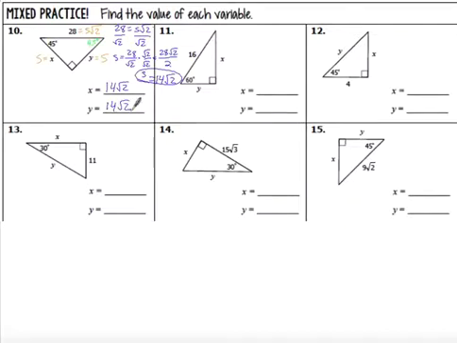And there we go. So that's an extra 45, 45, 90 problem. We'll do one more. Let's look at number 14. Label our sides.